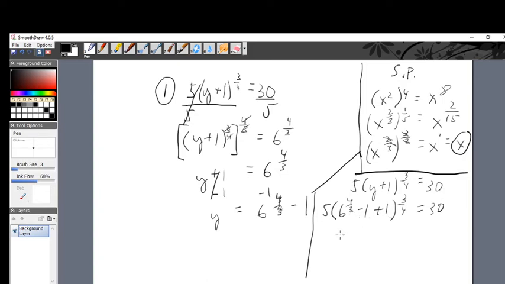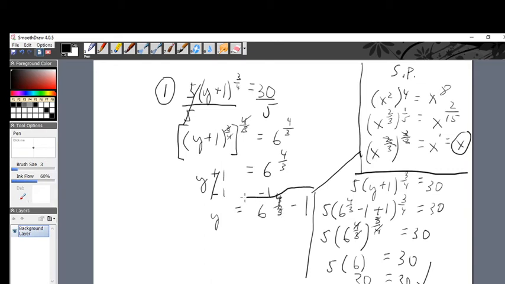Now, what does minus 1 plus 1 do in there? They cancel each other out. So we have 5 times 6 to the 4/3, all of that to the 3/4 power equals 30. Now, what does 4/3 to the 3/4 do? They multiply each other. They cancel each other out. It turns into 6 to the 1 power. What is 6 to the 1 power? It's 6. 5 times 6 is 30. That's correct. 30 equals 30. This solution is checked out, and it is absolutely right.